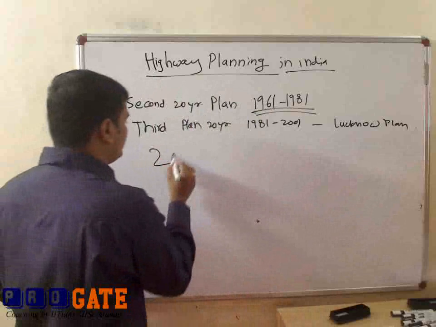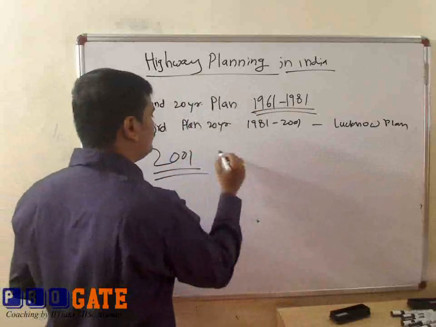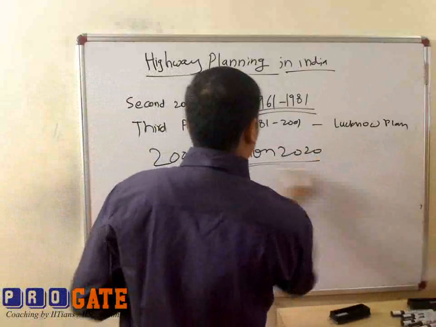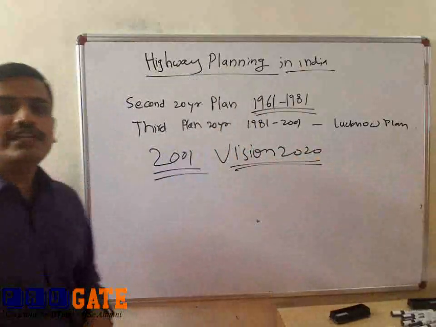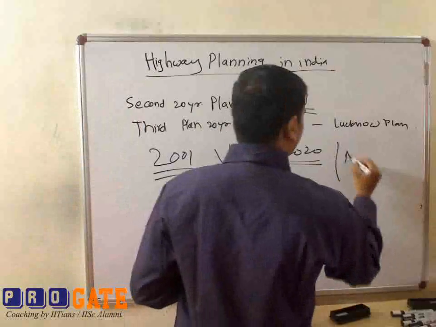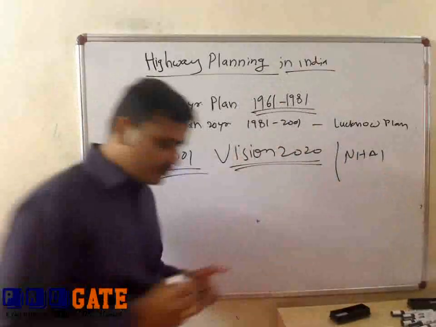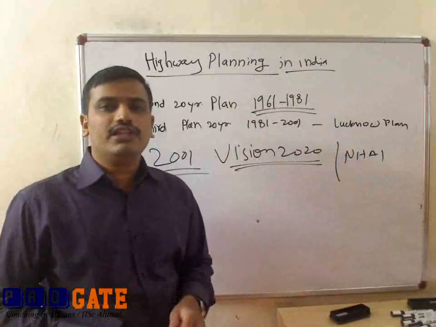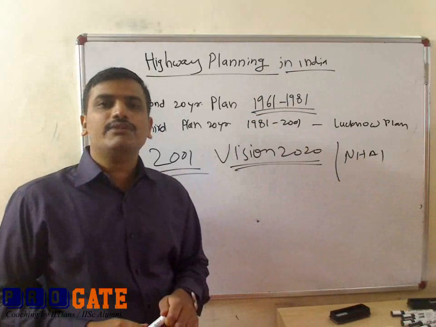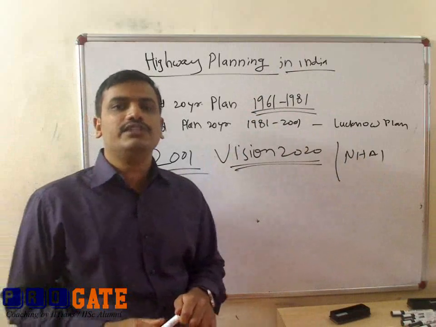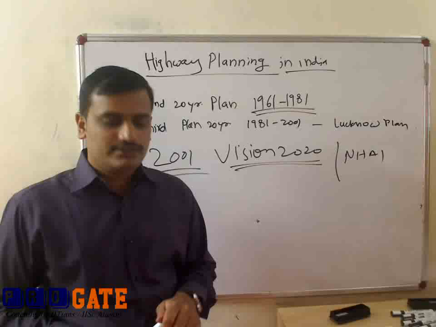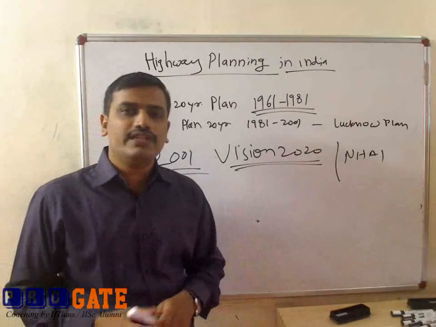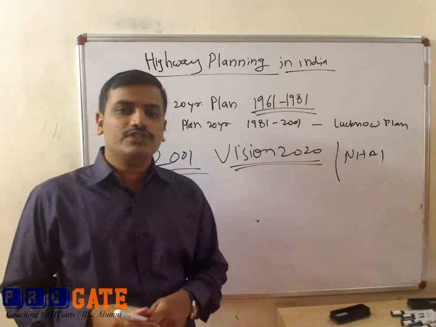After 2001, there is a plan which is also known as Vision 2020, and the organization was formed which is known as the NHAI, National Highway Authority of India, which is responsible for the development of national highways, and they come up with various programs. One is the NHDP, the National Highway Development Program. The NHDP program has various phases from 1 to 7.